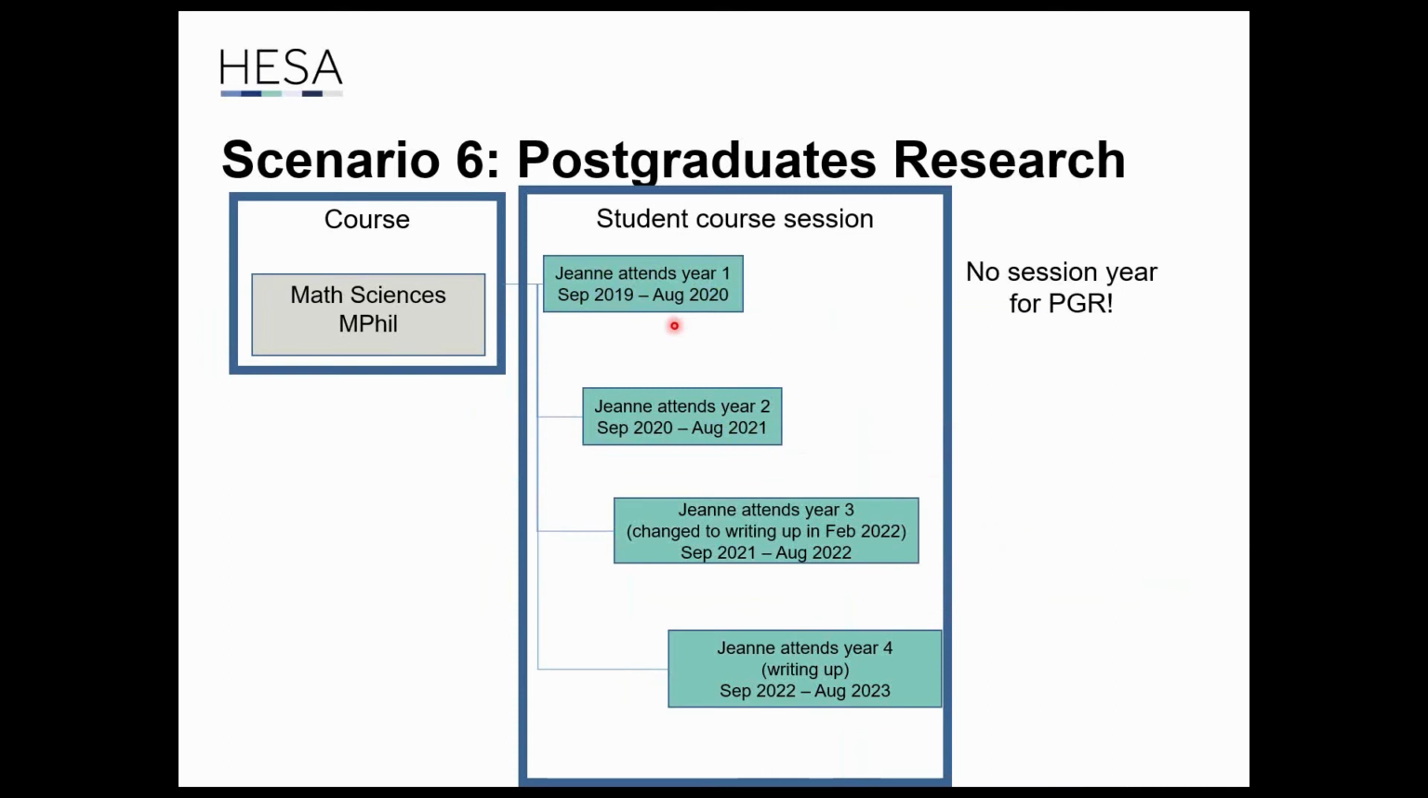Here, her buckets do have to go from September to August, so they do have to be 12 months long. There's no session year for them to attach to a bucket. But we understand that that is actually better for providers, because there doesn't tend to be a standard period of study for PGR students, and so they would probably have ended up doing this anyway. So that's the difference with PGR.